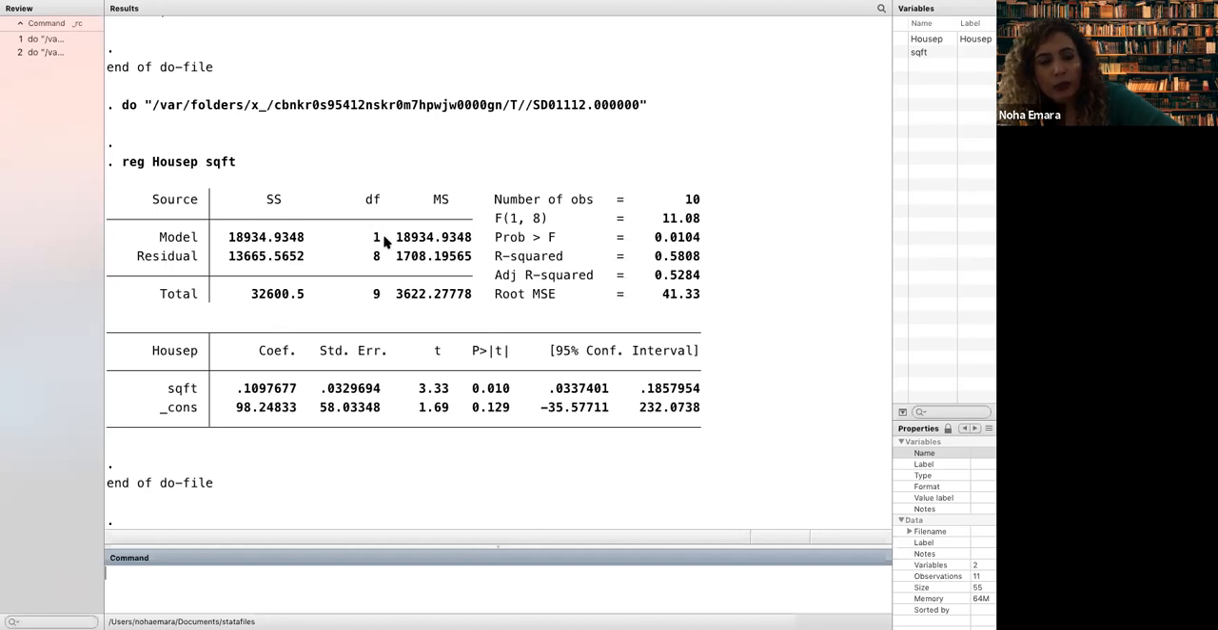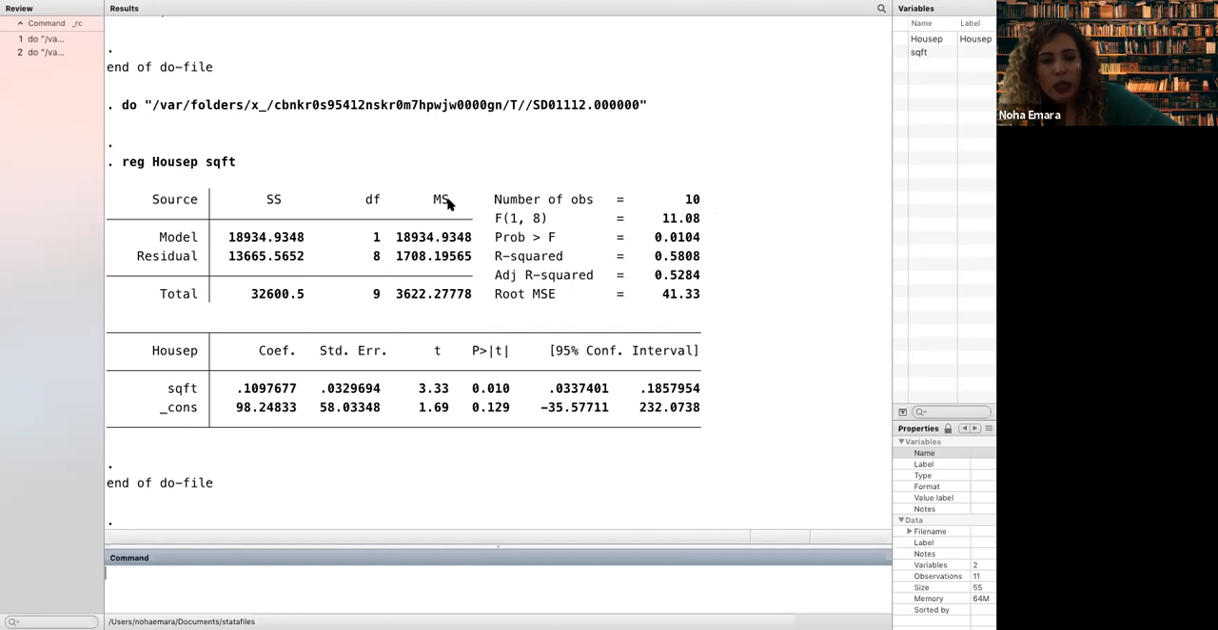Then the degrees of freedom. For the model sum squared, I'm only losing one degree of freedom in estimating it, because I have yi hat minus y bar, so I'm losing one for the estimation of y bar. What about the residual? Here I have n minus k minus one: 10 observations, minus k, where I have one k, and one for the intercept. So I'm left with 8.